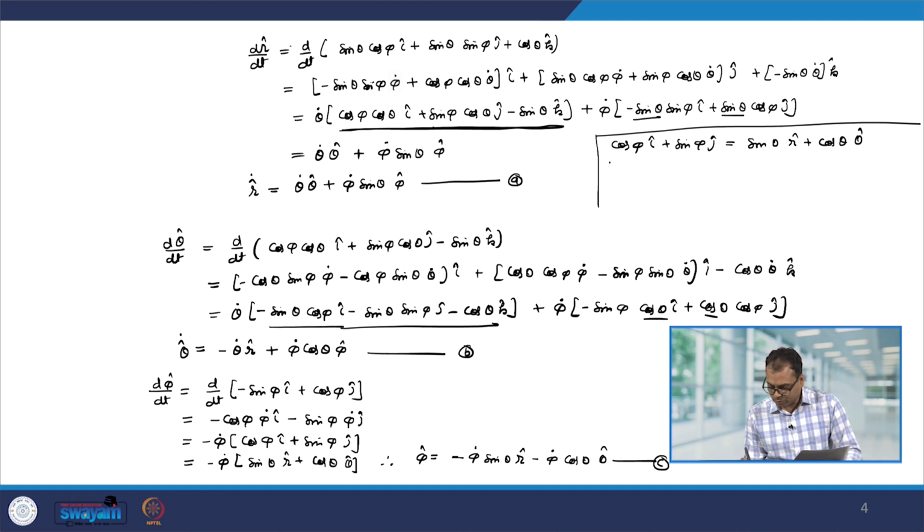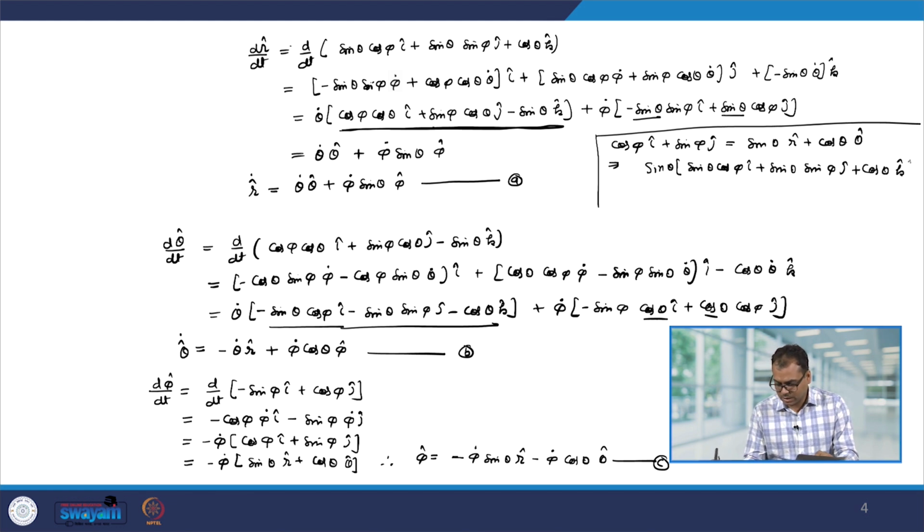Now, let us come back to this identity. For that, let us look at the right hand side. The right hand side I can write down as sin theta, and the value of r cap I know. Okay, r cap was sin theta cos phi i plus sin theta sin phi j plus cos theta k cap.